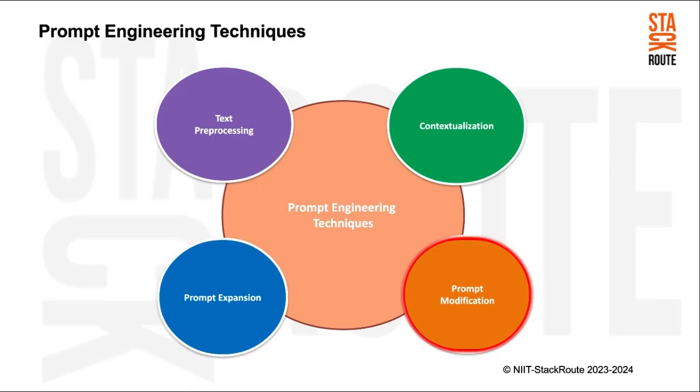And finally, we have prompt modification. Modifying the prompt by adding or removing certain words or phrases can help guide the AI model towards generating more relevant or accurate output. Now let us go to the next one and see what are the best practices involved in prompt engineering.